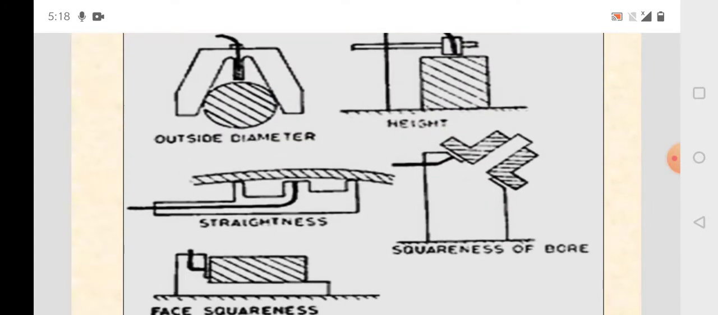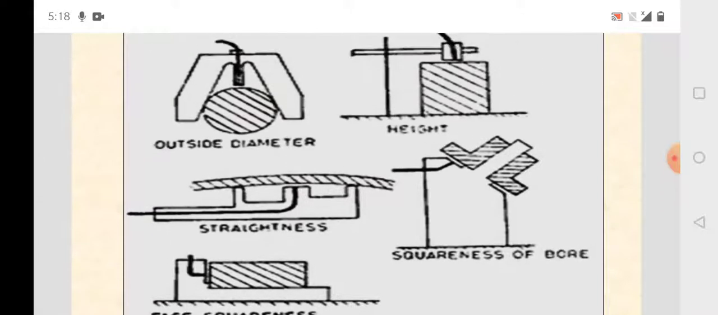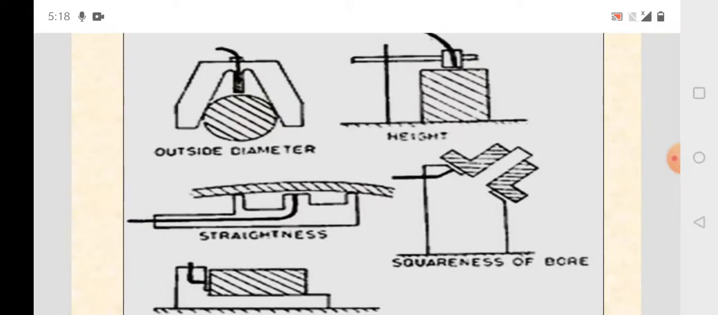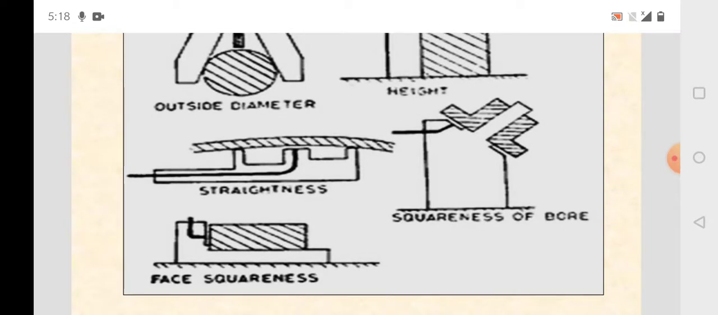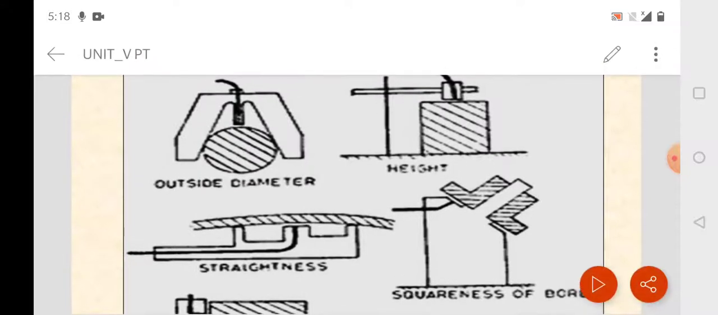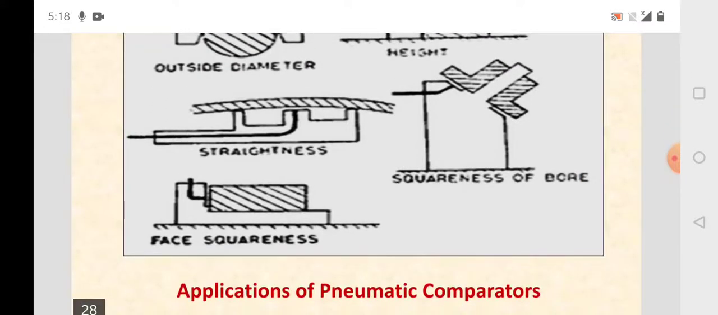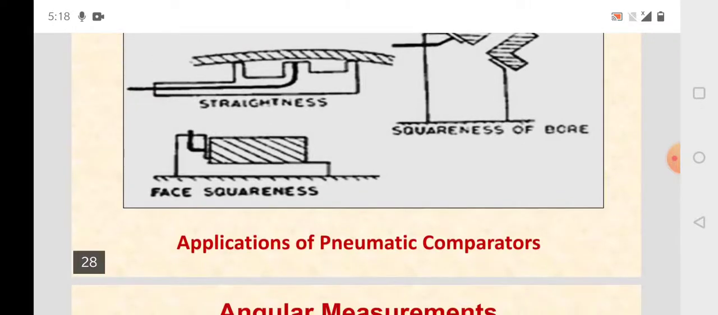So here we can see the various applications of this pneumatic comparator. It can be the outside diameter, or it can be height. Whatever we want to check, squareness or straightness, we will have to change the gauging heads. So all the time the gauging heads are to be changed. Whatever dimension of the workpiece is to be tested, the gauging head will be as per that dimension. So various gauging heads are shown here. These are the applications of pneumatic comparators.